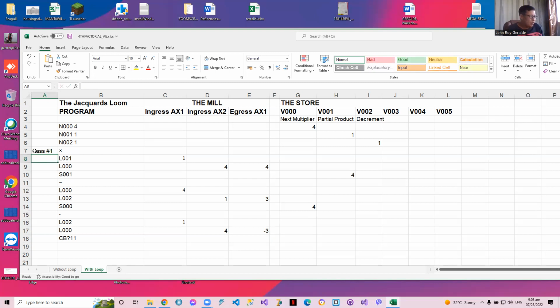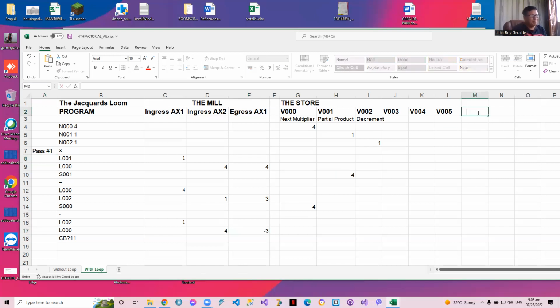CB means count backwards 11. When will we count backwards 11? If the run-up lever is set. Count backwards if the run-up lever is set. When is the run-up lever set? Anyone? Because there's a run-up lever, supposedly. It automatically sets itself on or set when the result is negative. Is this a negative?